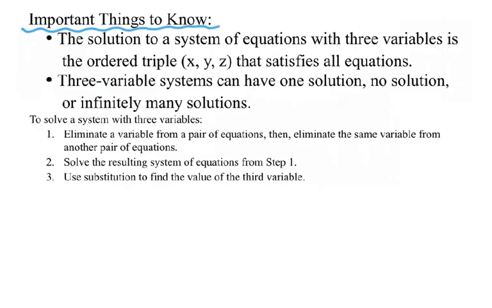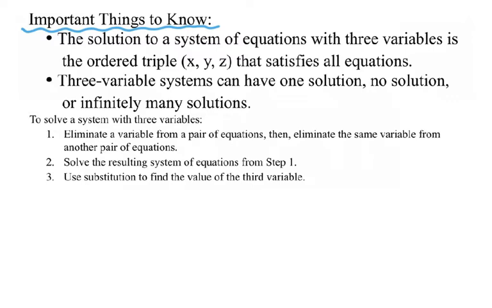So here's your important things to know. The solution to a system of equations with 3 variables is the ordered triple xyz that satisfies all equations. So normally we looked at xy coordinates, now we're going to look at xyz coordinates. And yes, that is a thing in math. And no, you're probably never going to use it, but it's a thing. So if you do become a math major and you go far in life, now you know.